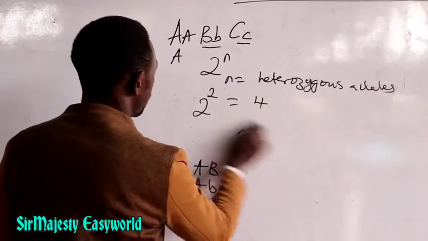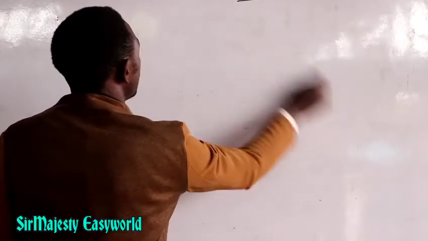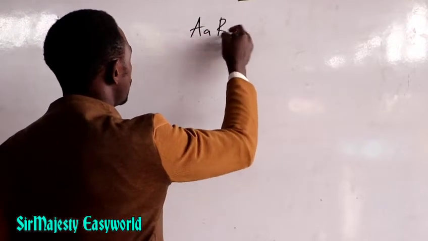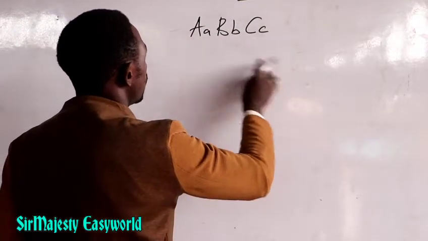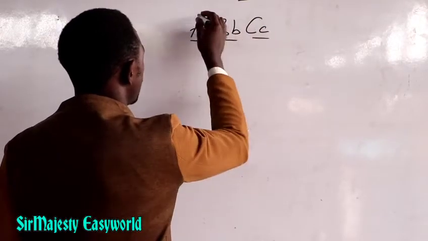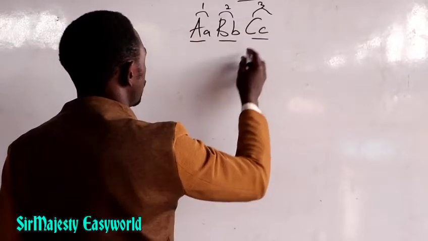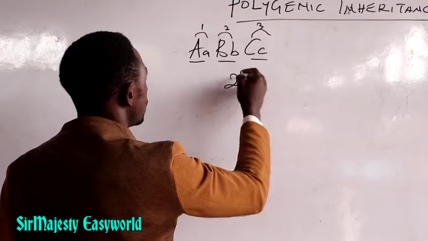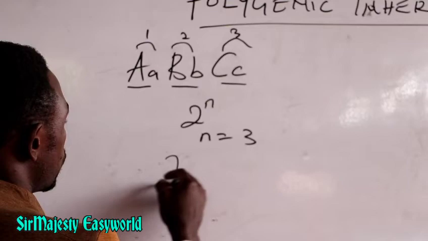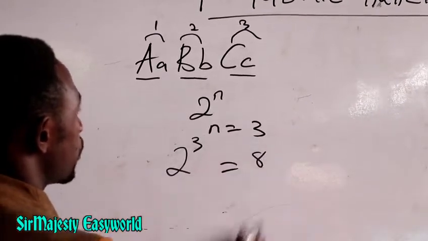Okay, let me simplify it a bit again. Let's assume this is a cross between 2 parents, A, B, C. To get the gametes here, we have 1, 2, 3 heterozygous alleles. This is pair 1, pair 2, pair 3, and they are all heterozygous. And remember, we have 2 raised to the power n, where n is the number of heterozygous pairs. Here, our n is equal to 3. Therefore, the total number of gametes we will get is 2 raised to the power 3, which gives you 8 possible gametes.